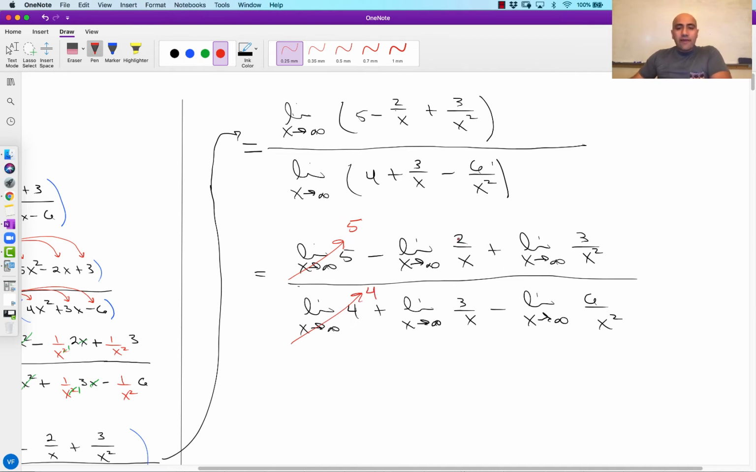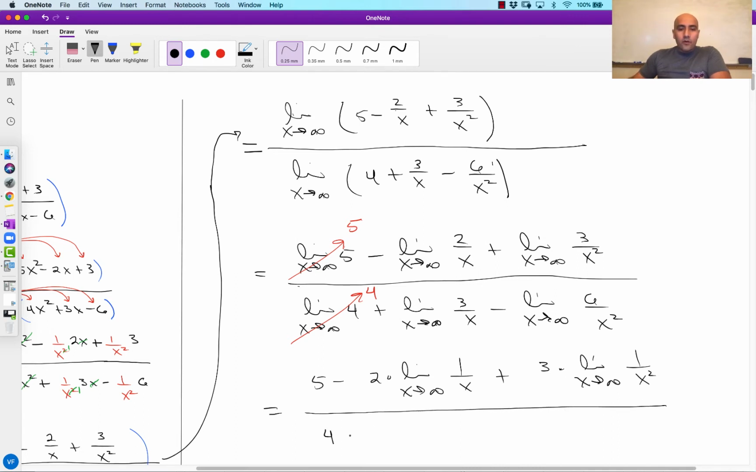Okay, for these, we can take advantage of one more property of limits, which says that if there's a constant, we can pull it out. So this is going to become 5 minus 2 times the limit as x approaches infinity of 1 over x plus 3 times the limit as x approaches infinity of 1 over x squared, divided by 4 plus 3 times the limit as x approaches infinity of 1 over x minus 6 times the limit as x approaches infinity of 1 over x squared.